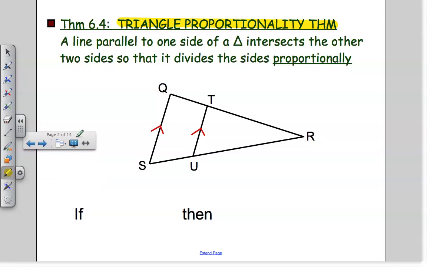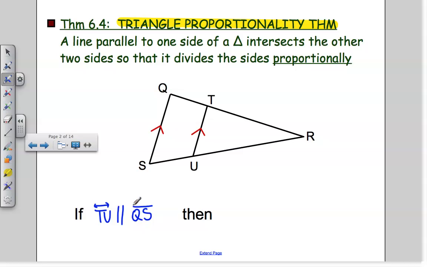So I want to fill in the if-then statement below here. After if, it was basically if we have a line parallel to one side of a triangle. So I have this line TU in the triangle. It's parallel to this side QS. And maybe I shouldn't really call it a line, it's more of a segment. But if you have one line in a triangle parallel to a side, then it intersects these two sides proportionally.